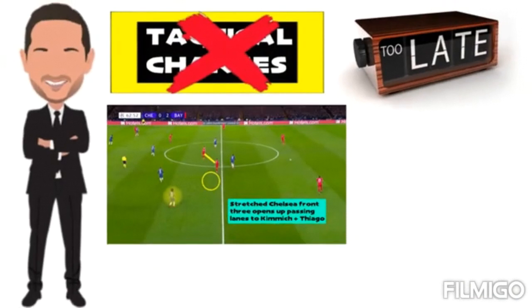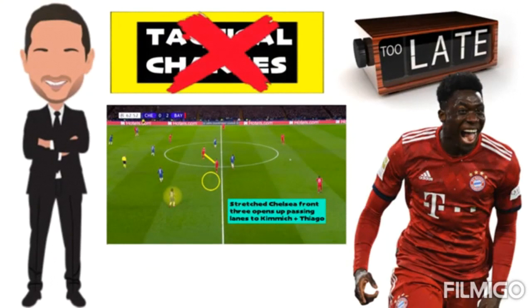Alphonso Davies was excellent throughout the game, but in particular in the second half. His dribbling and pace down the left flank was a lethal weapon for Bayern, as it allowed them to progress the attack from the middle third to the attacking third at the blink of an eye.